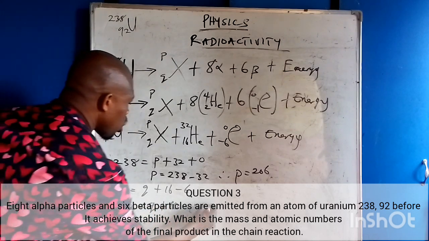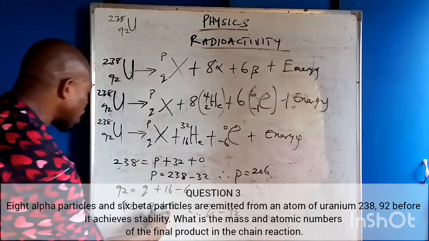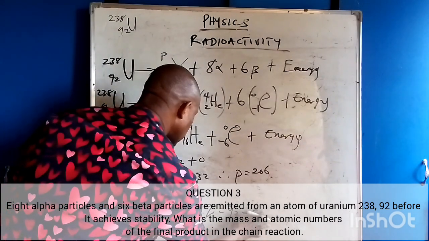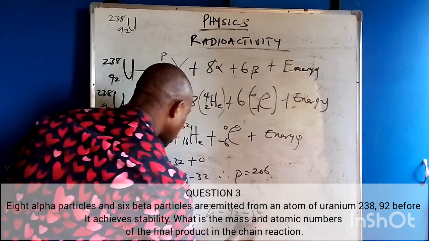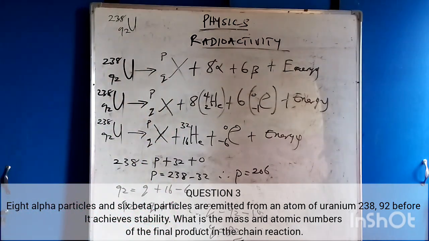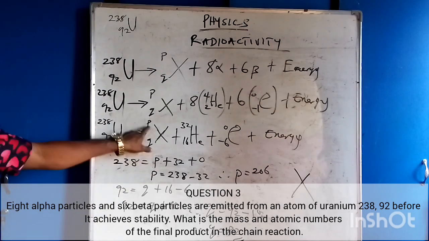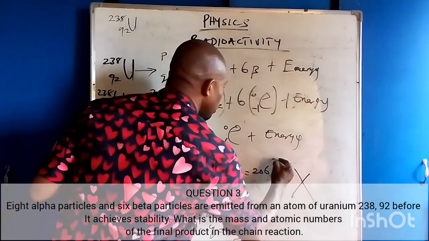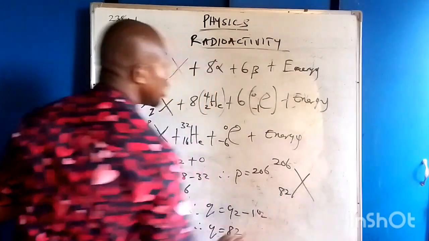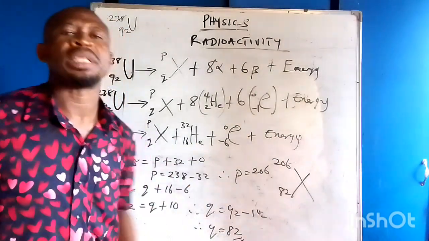Now, Q will give us 92 minus 10. Therefore, Q is equal to 82. So the new element X has P equal to 206, and we can write 206 here and 82 here. So this is the mass number and atomic number of the new element X.